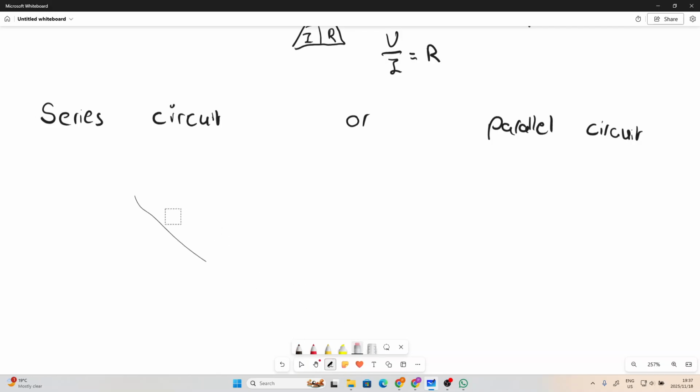So who can tell me what the V total is? Okay, wait, let me rewrite that. How do you find the V total in a series circuit? Who can tell me? I times R, no. V total is V1 plus V2 plus V3 and stuff like that.